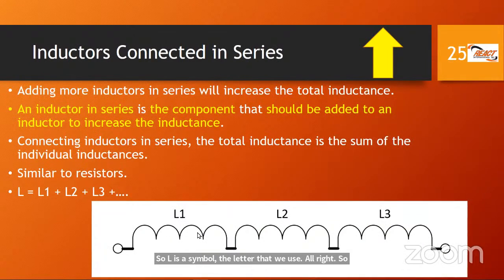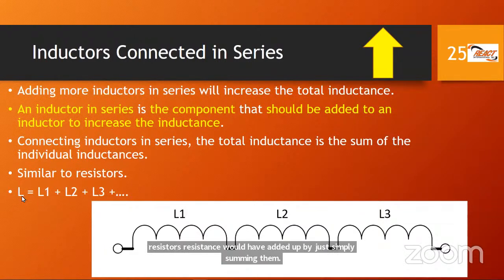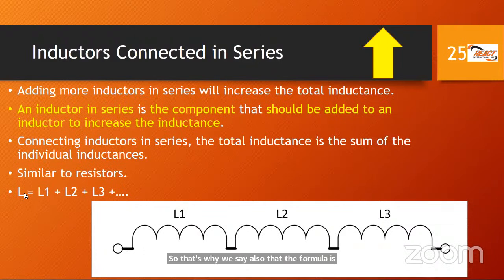So let's deal with series connected inductors. If you look at the bottom of your screen, you'll see 3 inductors connected in series, L1, L2, and L3. We give them labels. When we connect inductors in series like this, they're similar to resistors. The inductance adds up just the same way the resistance would have added up, by simply summing them. So the formula is similar: L total is equal to the value of L1, plus L2, plus L3, and so on.